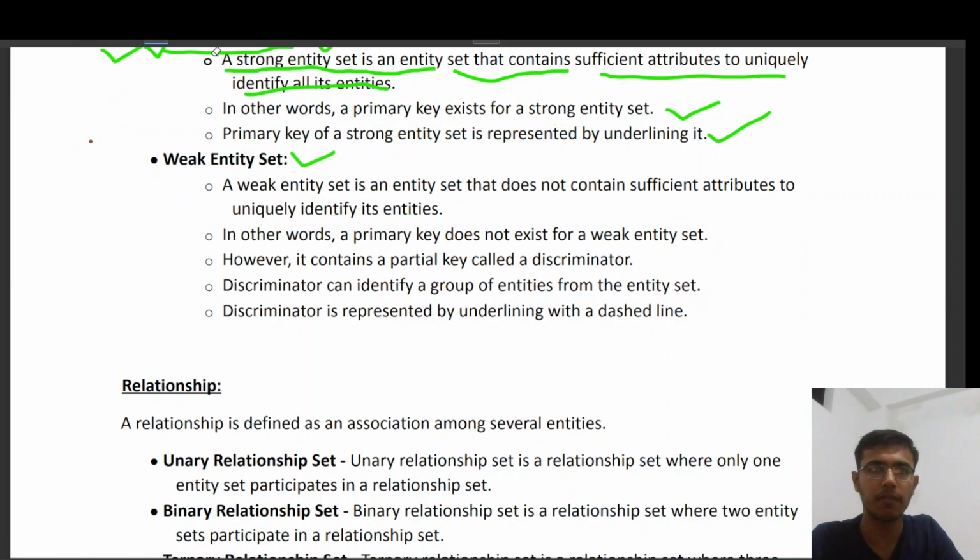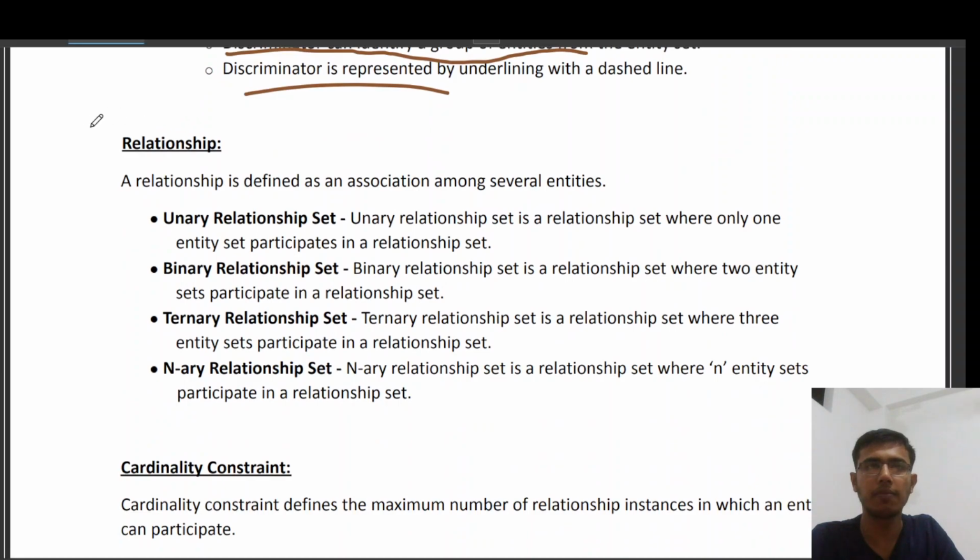Now, a discriminator can identify a group of entities. Discriminator. Now we come to the relationship.